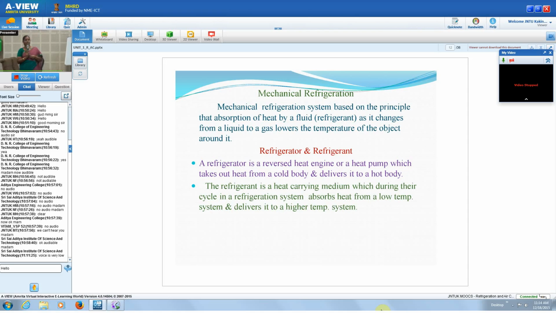The refrigerant is a heat carrying medium, which during its cycle in the refrigeration system absorbs heat from a low temperature system and delivers it to a high temperature system. The refrigerant may be air, neon, or ammonia. It may change its phase or may not change. In air refrigeration, there is no phase change for the refrigerant, whereas in the vapor compression system, the refrigerant will alternately change its phase.